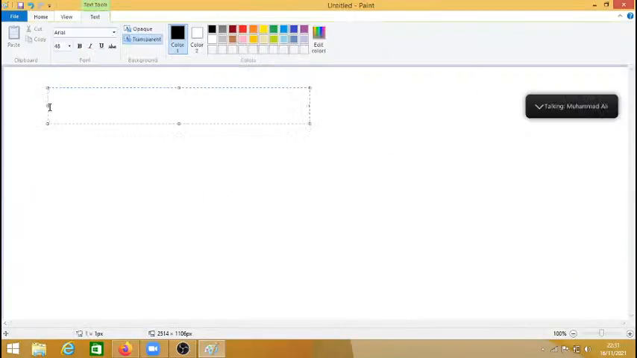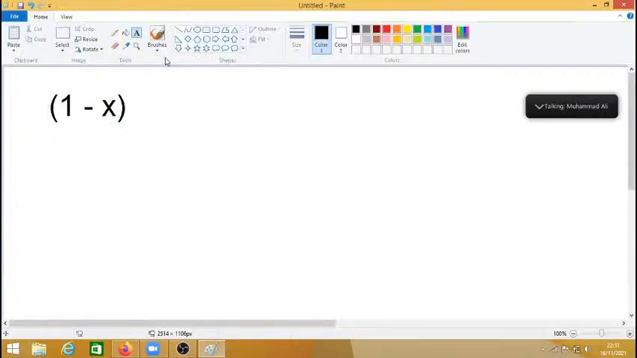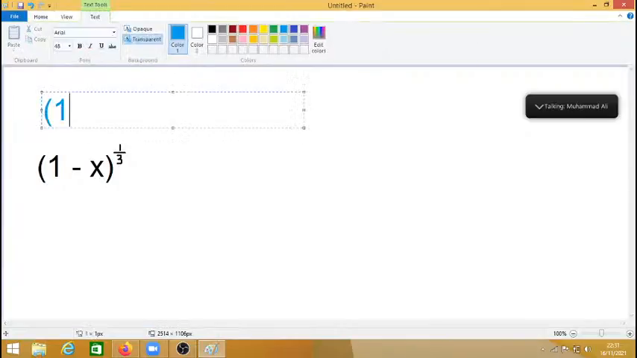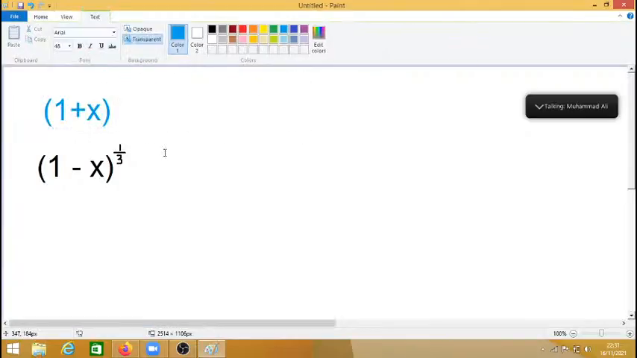Okay, Bismillah ar-Rahman ar-Rahim. So binomial expansion, but this time we have a fractional power. So it's the power of 1/3. And we've also got a minus here, so we need to watch out for that. So how do we handle this? First, we think of what the general formula is, not worrying about any fractional powers. So just remember the general formula is where you have 1 plus x to the power n.